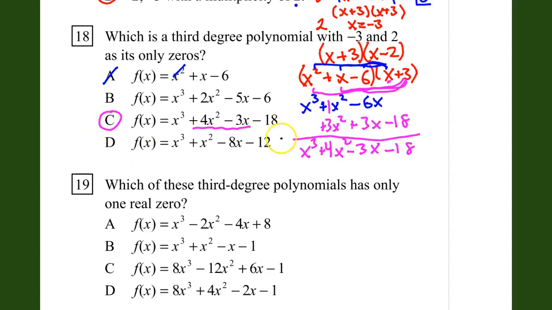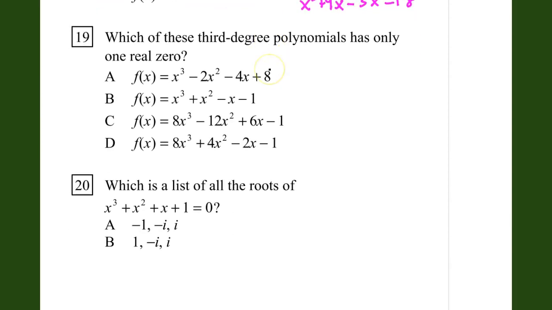We could have gotten a different answer that wasn't here if we had multiplied by x minus 2 instead, and then just had to go back and try the other root. All right, let's go down to number 19.